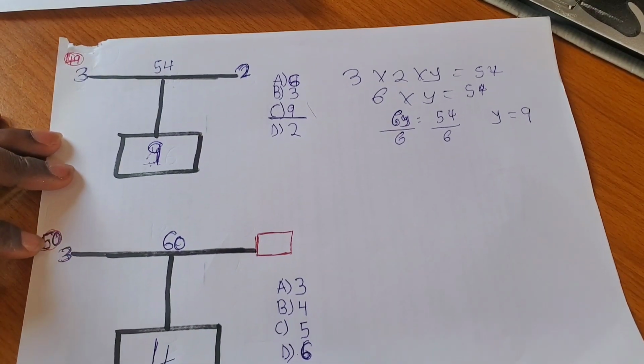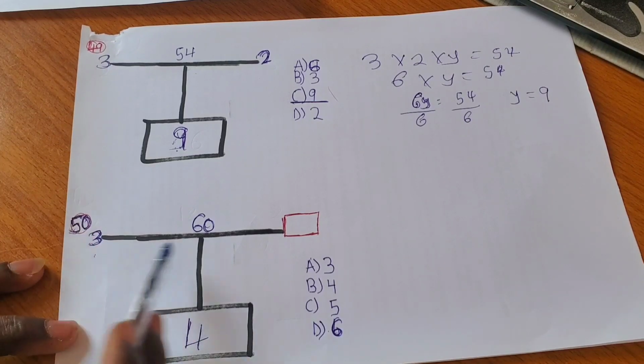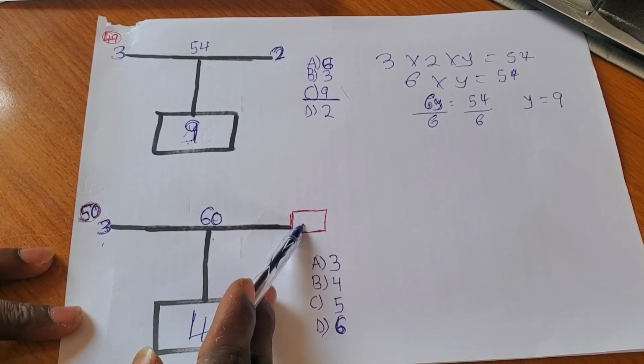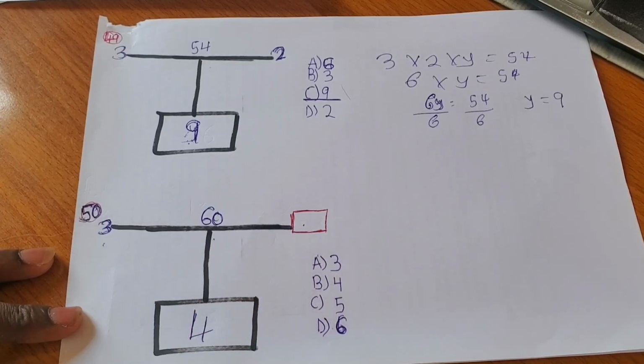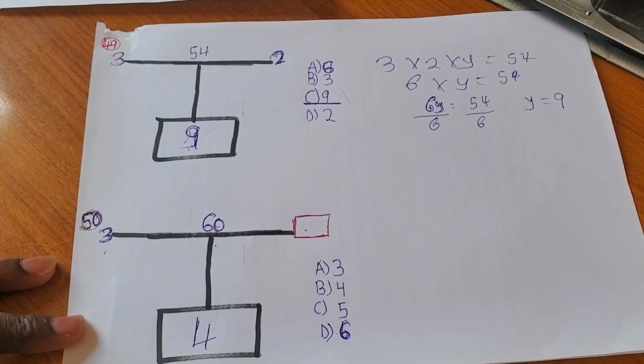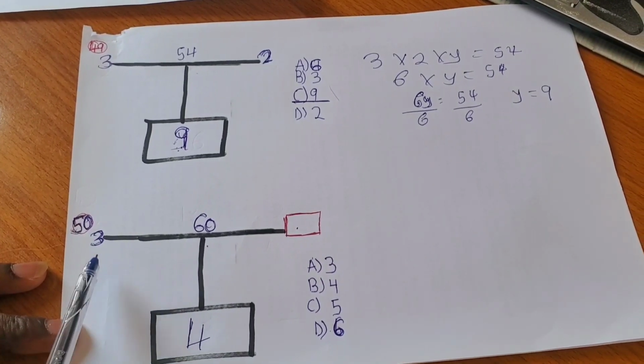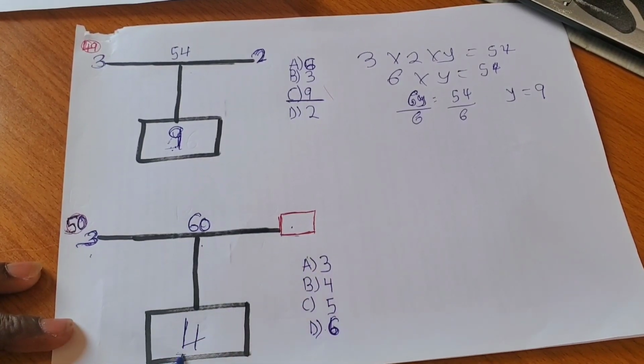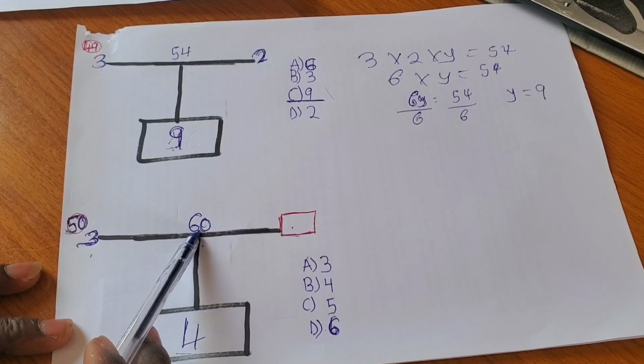Now let us proceed to question 50. We have 3 here, we have 60 here, and we don't know the number that is going to be here. It's simple. All you have to do is just pay attention. Now, we know from the sample that if you take the product of the number that is here, the number that is here, and the number that is here, you must have the number that is going to be here.